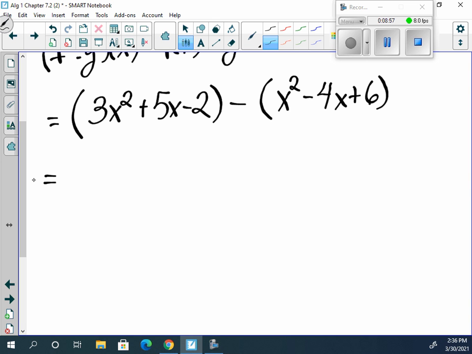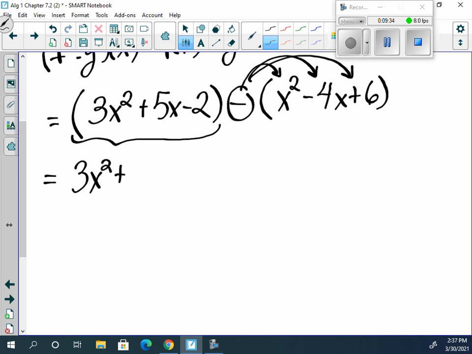Now, since we're subtracting, we're going to need to apply that negative in the middle to g of x, because it's in front of it, yes? Because this negative here is going to affect everything inside these parentheses here, the second set. Because really what it's saying is that it's being multiplied by negative 1, so everything in it will change signs. Now, is there anything in front of the first set of parentheses? No, so the signs will stay the same.